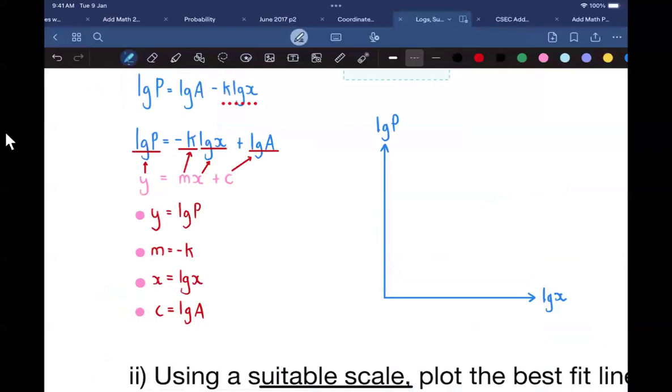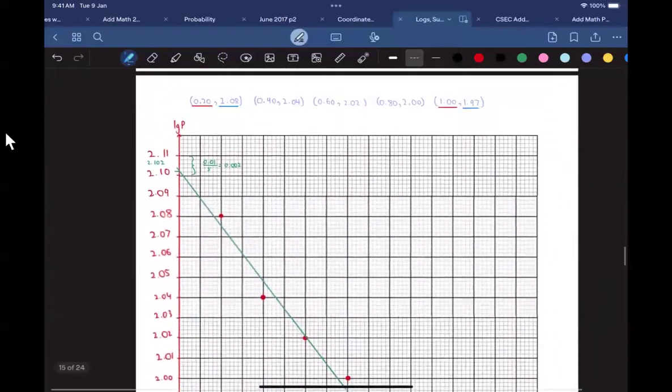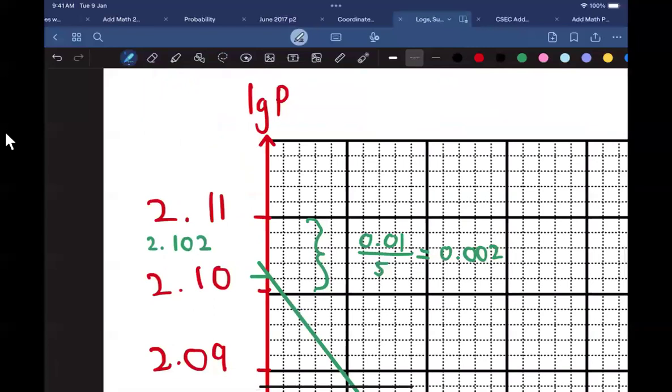M. And M is the gradient. So we have to find the gradient. To find the gradient, you need 2 points. Well, luckily for us, we already have this point here. Read off that point for me. That's 2.102. It's always the x value first and then the y value. Okay, well then that is 0 and then 2.102, right?